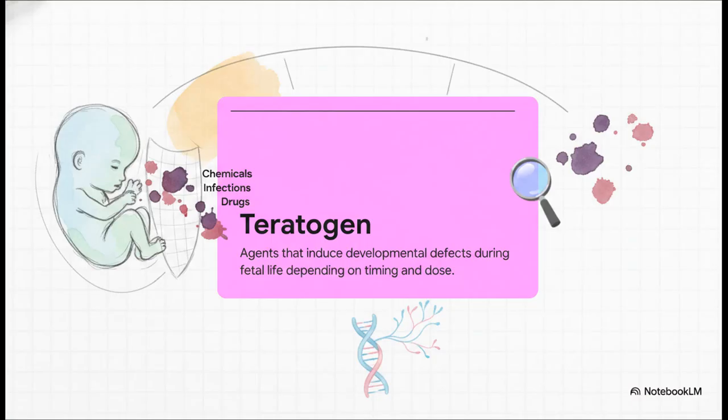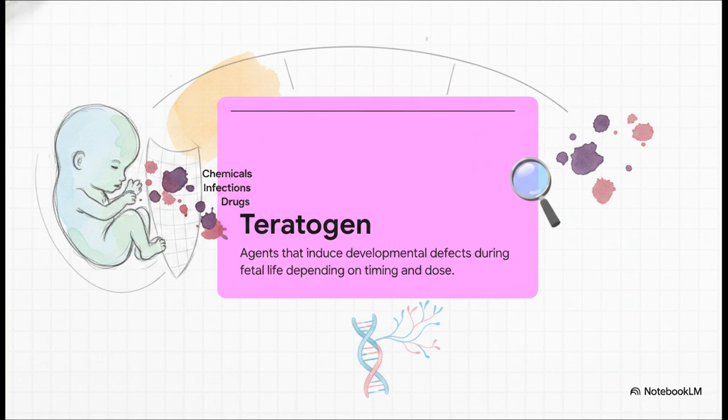So starting right in the womb, let's talk about teratogens. What is a teratogen? Basically, it's any agent, a chemical, a drug, or an infection that induces developmental defects during fetal life. But here's the catch. The human body isn't equally vulnerable at all times. The impact of a teratogen heavily depends on individual susceptibility, the dose, and most importantly, the timing. Timing is literally everything here.